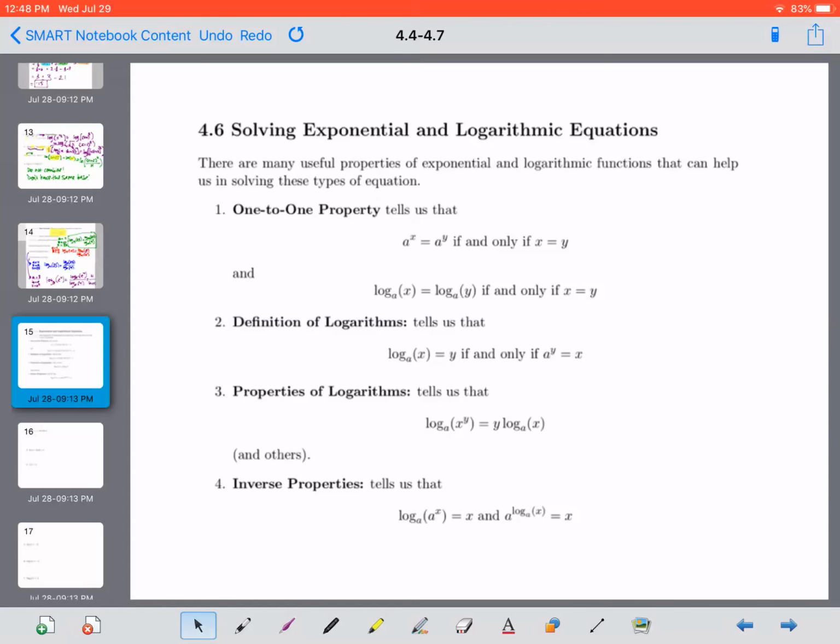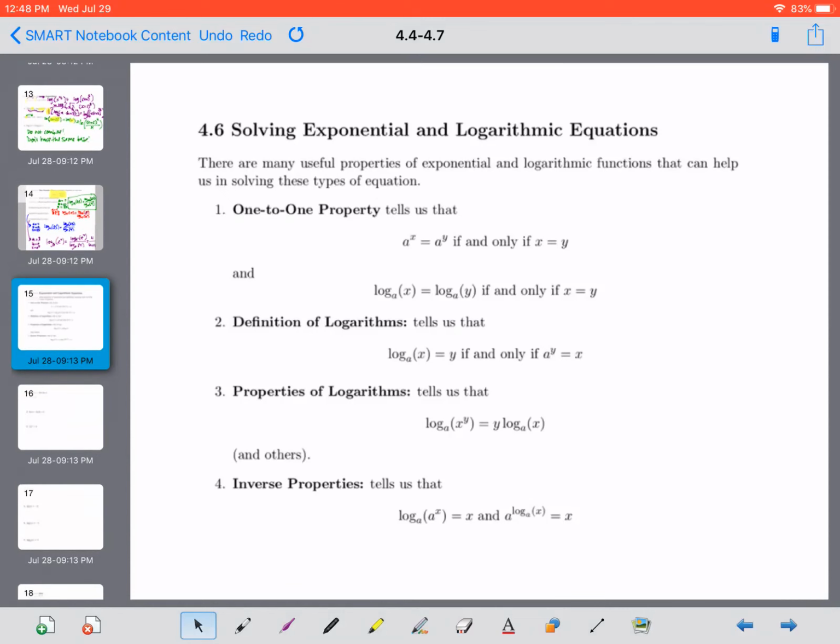So now in section 4.6, we're going to use what we've learned in the previous sections about exponential and logarithmic functions to try and solve exponential and logarithmic equations. Now these are going to be types of equations where our normal tools for solving an equation, multiplying or dividing both sides of the equation by some real number, adding or subtracting by some real number, taking square roots, all these different types of things that we're used to doing will not help us in solving the equation, right?